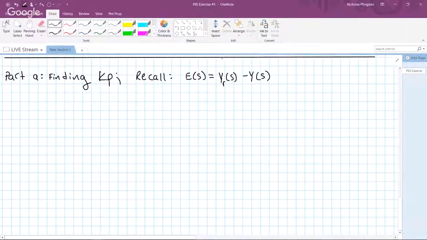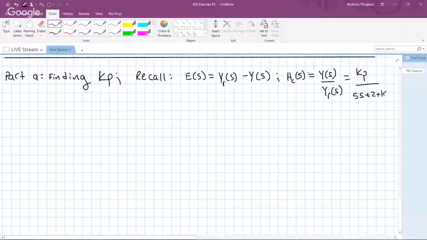And another thing that we need to know is that H sub c of s is equivalent to capital Y of s over capital Y sub r of s. And then we already know that it's Kp over 5s plus 2 plus Kp. We already knew that, but I'll put it all in one spot to see that it's equivalent to a lot of different things.